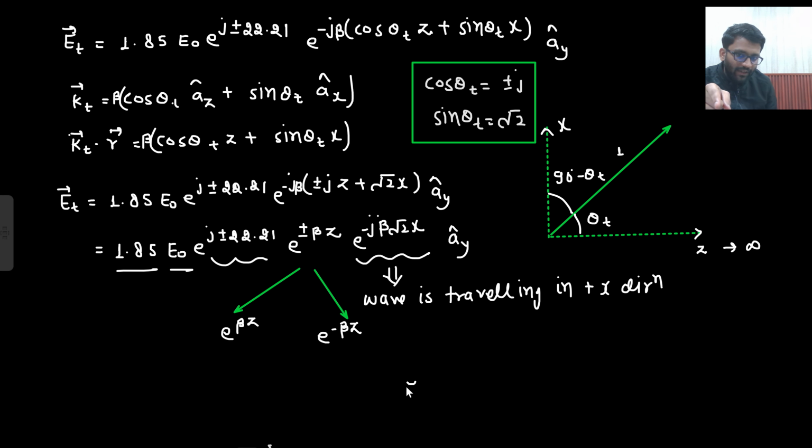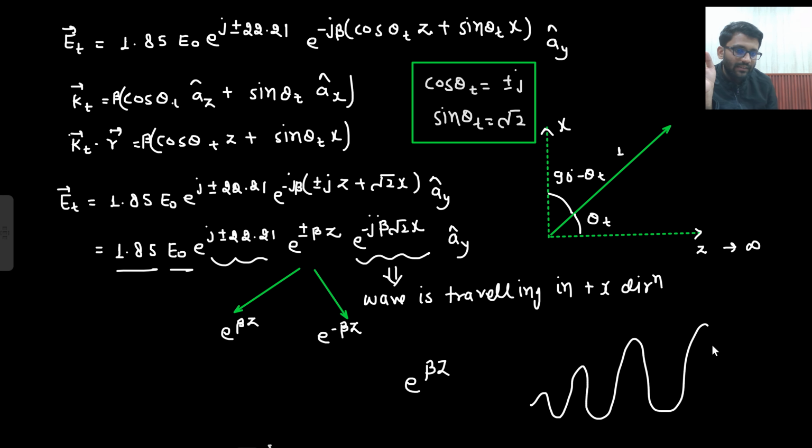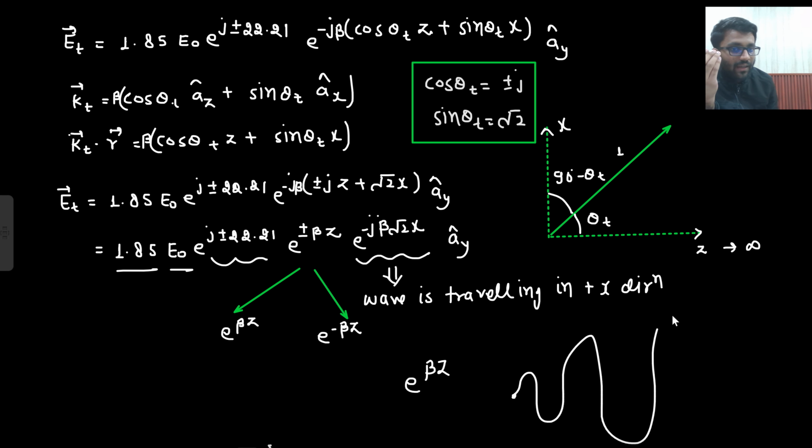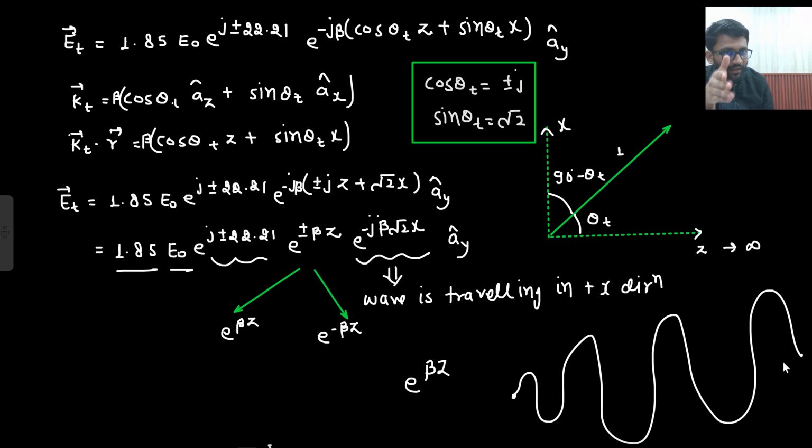So let's just say if I take e to the power beta z, that means at infinity it will have infinite amplitude. What does that mean? The amplitude is increasing like this, it keeps on increasing. So is that possible? Your wave started from here and at infinity the amplitude keeps on increasing. No, this is not possible, right? The amplitude has to decay only, because if the amplitude keeps on increasing, that means you can make infinite EM wave energy. But you cannot make infinite EM wave energy.